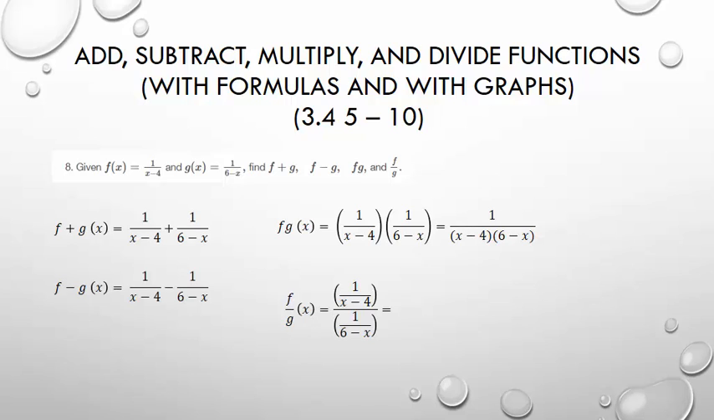Division, I would definitely do a little simplification here because we have what's called a complex fraction. We have a fraction over a fraction. So if we do f divided by g, we have 1 over x minus 4, that whole fraction over the fraction 1 divided by 6 minus x.